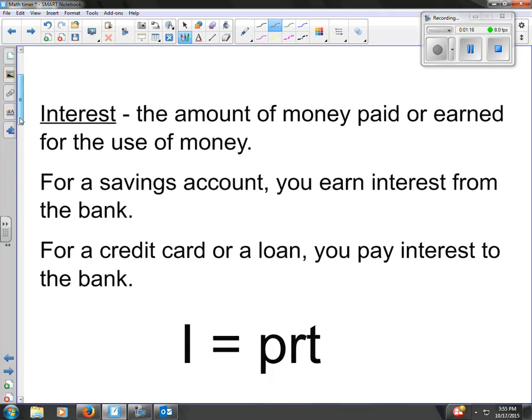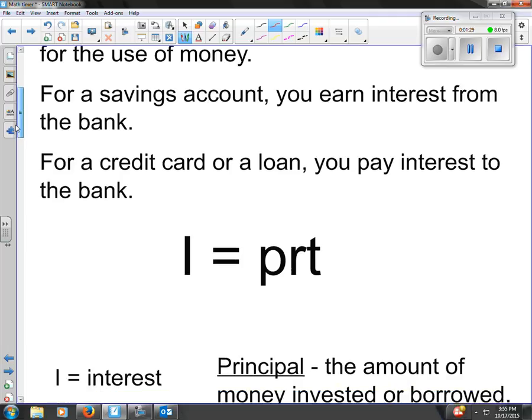So again, a savings bank account, you earn interest from the bank, or if you have a credit card or a loan, then you pay interest to use that money. So either way, interest is a way of paying someone for using their money. Here's the formula for it, okay? I, interest, equals P times, remember, this is all multiplied, times R times T. I equals P times R times T.